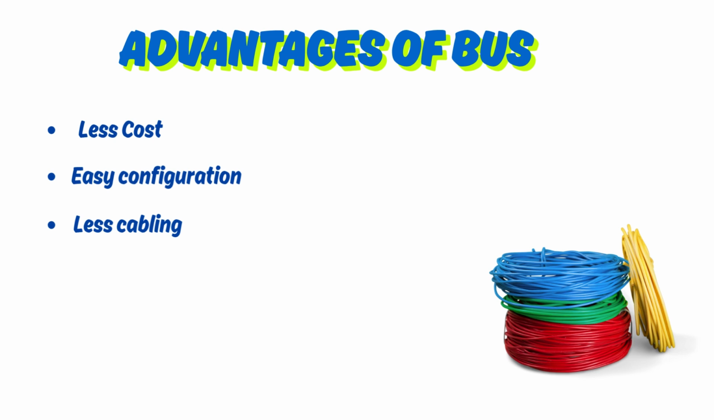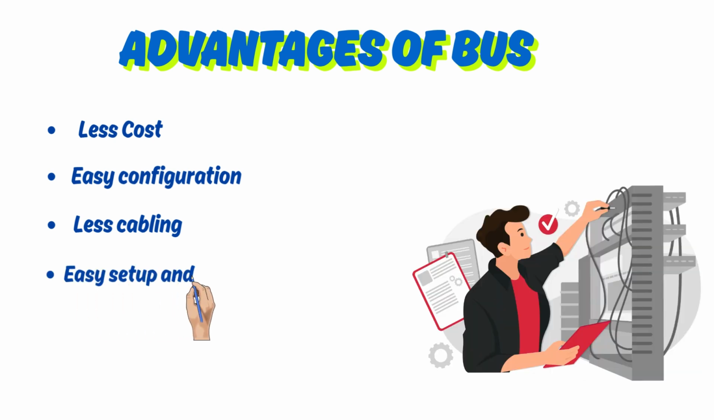The fourth advantage is easy setup and extending. Setting up a bus topology is quick and simple. You can simply lay down the main cable, put in the T connectors, and connect your gadgets or devices in the network. Adding new devices after the network setup is equally simple. Simply put another T connector along the bus without altering the current configuration. This makes the network easily scalable.